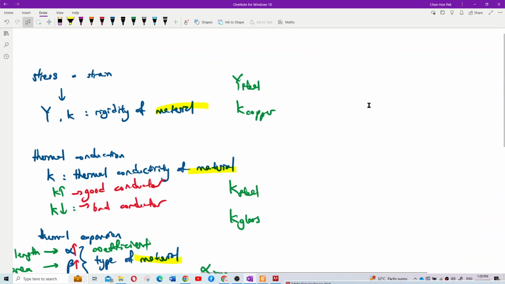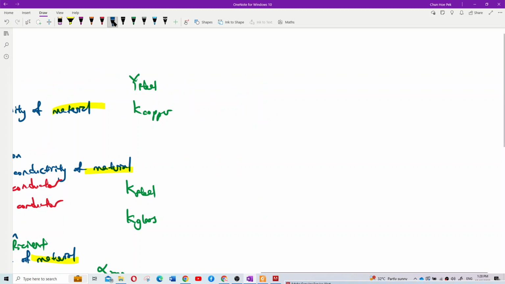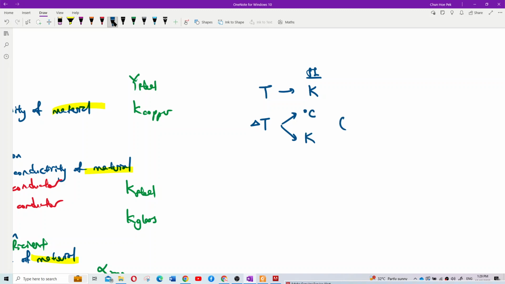Remember, I mentioned about this change of temperature. If it is temperature alone, the SI unit, you must put Kelvin. But for change of temperature, you can put either degrees Celsius or Kelvin. Because an increase of 1 degree Celsius is the same as an increase of 1 Kelvin. I explained this before. So if the question gives you the temperature in degrees Celsius and this formula needs delta T, you need not change to Kelvin. You can just stick with degrees Celsius.